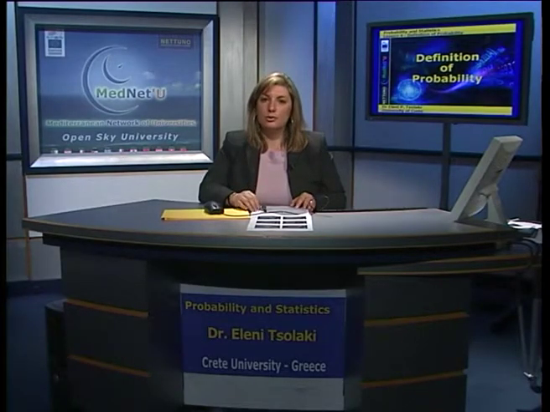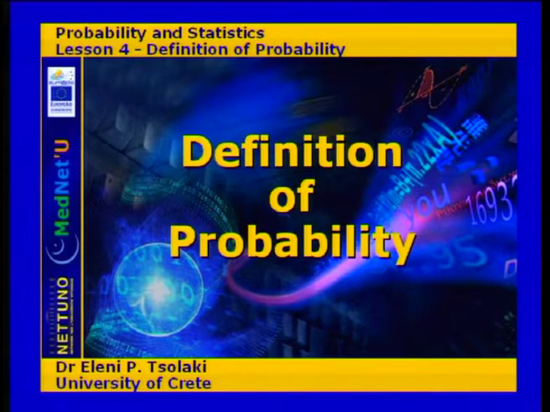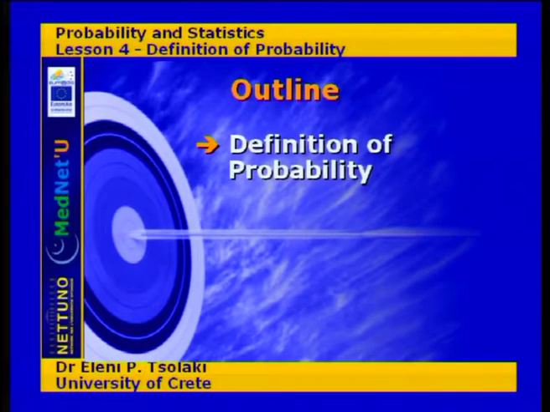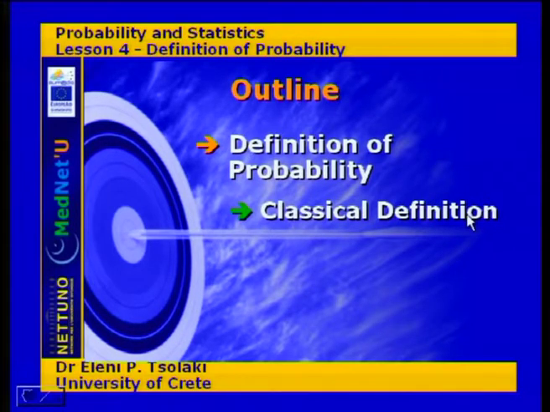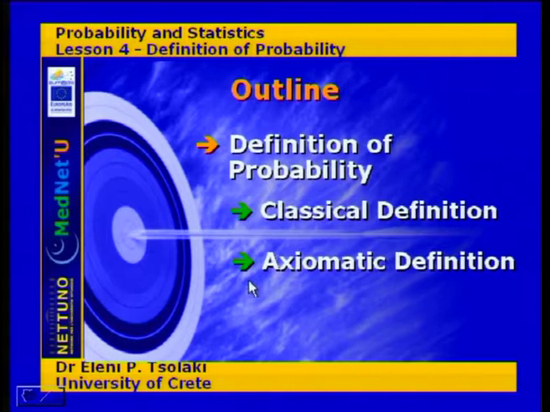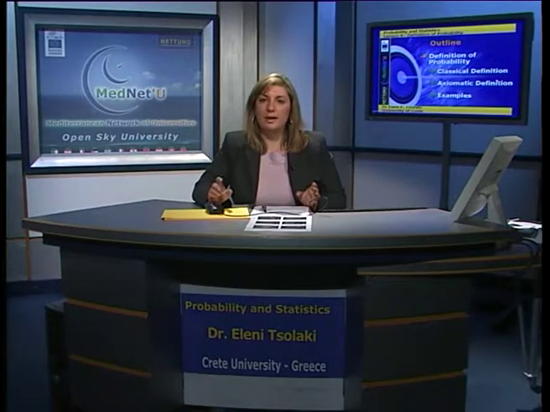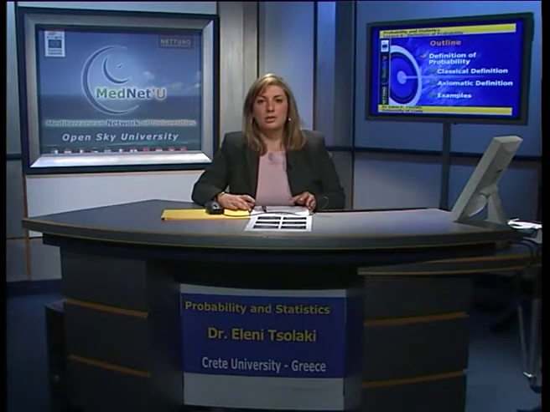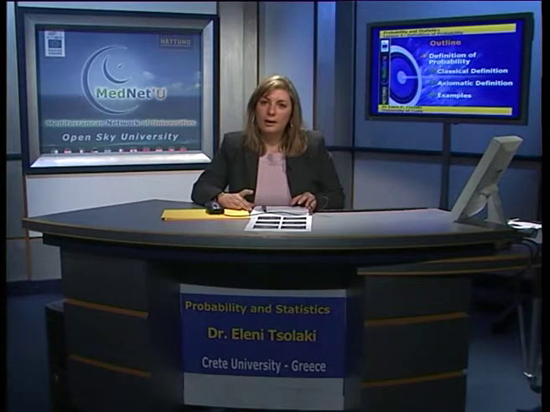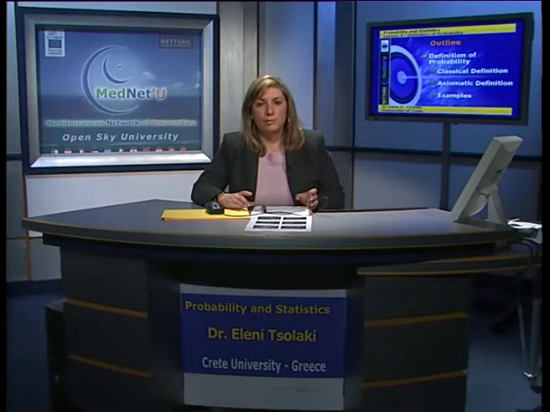In this lesson we are going to see the definition of probability. We are going to see first of all the classical definition, then the axiomatic definition, and some examples. As there are many ways of defining a probability, here we are going to see the main two ones. We are going to see the problems that we have when we derive the probability in the classical way, and then we are going to see the axiomatic definition.